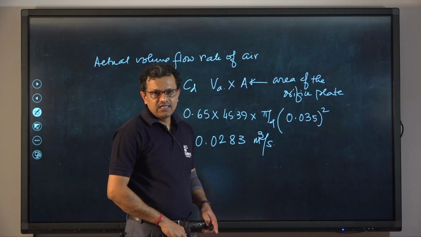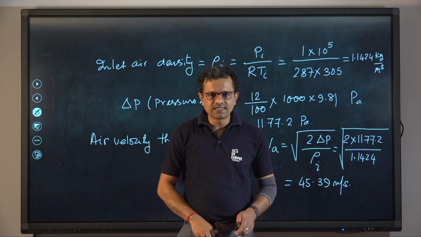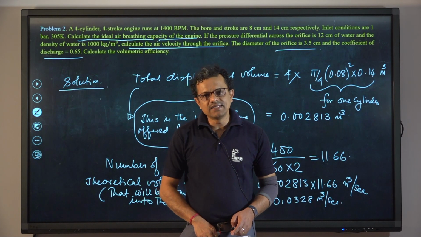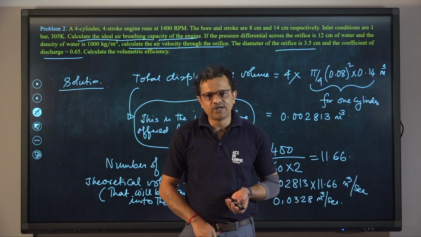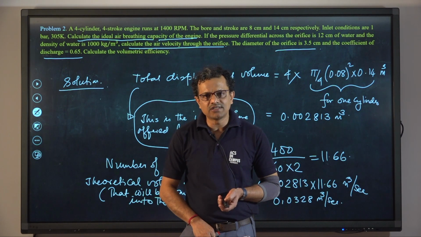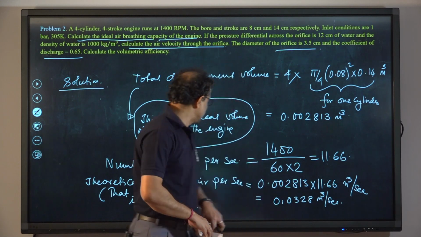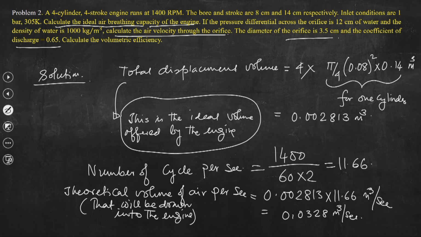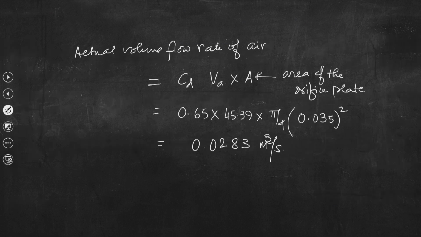Now, if we go back to the problem statement, we have already calculated the ideal air breathing capacity, that is the ideal volume flow rate of air. Theoretically, the volume flow rate of air per second was 0.0328 meter cube per second, that we can see from here. So, this is the theoretically calculated volume flow rate of air, and we have the actual volume flow rate of air.